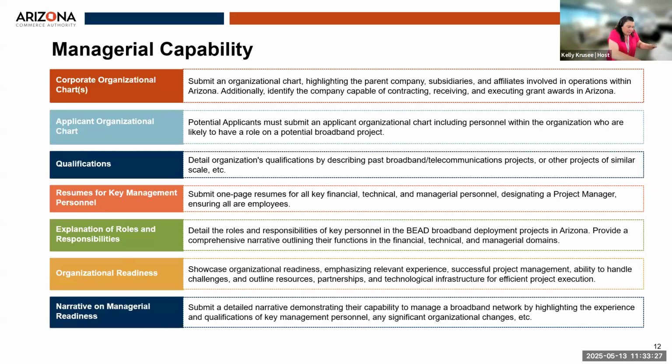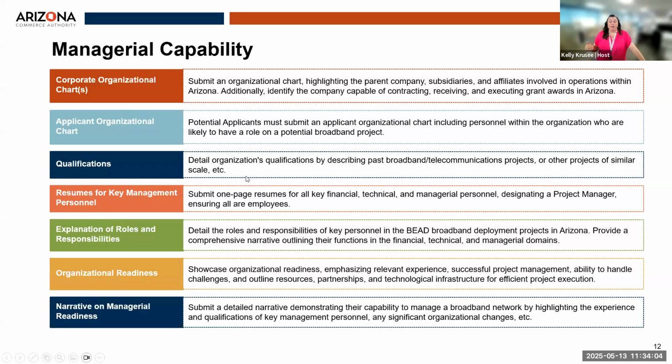All right, managerial capability. So again, we're looking at 4 areas: financial, managerial, technical, and operational. And for managerial, this outlines what's needed. And this comes from the BEAD NOFO, and this helps us as a state to go through and understand the applicants, their business, and what they've done in the past, and the plan for moving forward. So we're looking for organizational charts at the corporate level, and then also for the applicant, and this would be the lead applicant here.